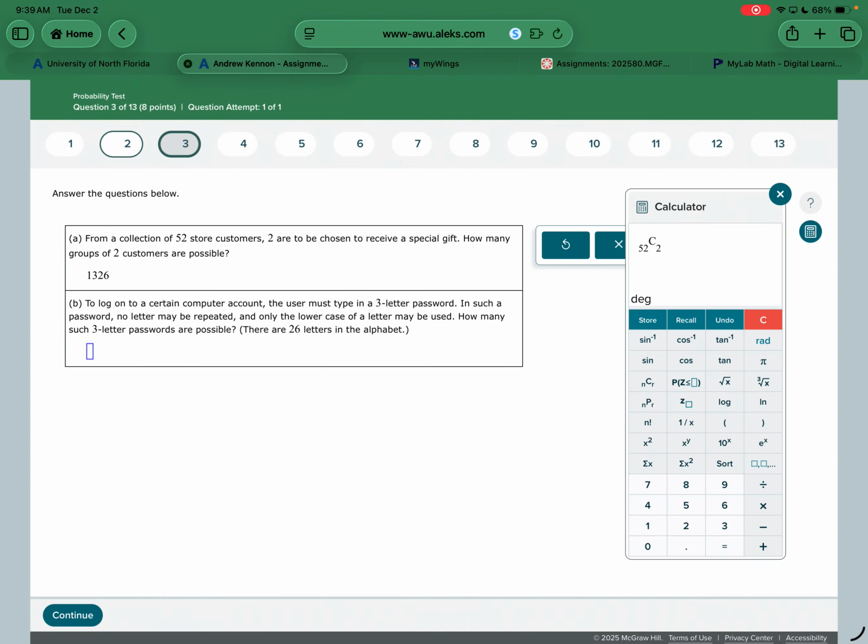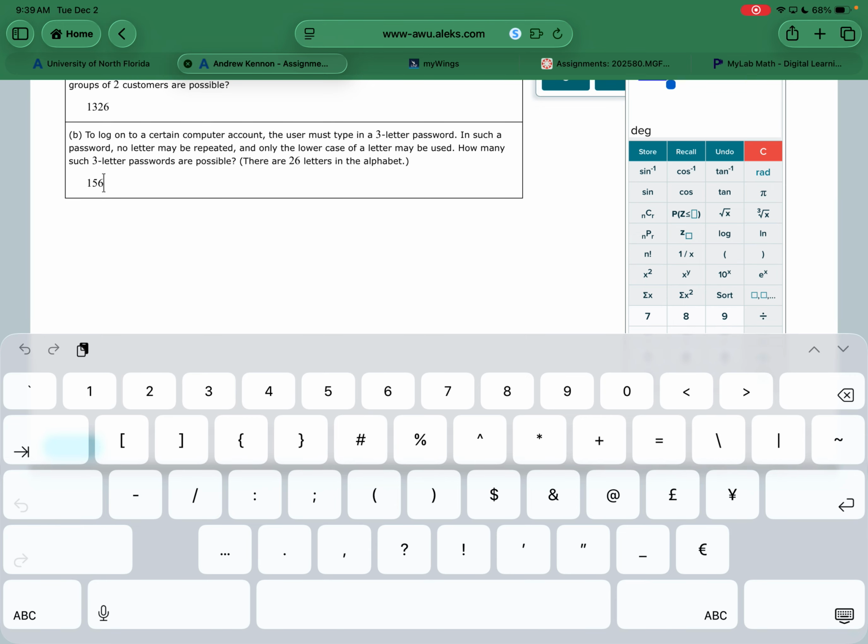The next one is a password. You've got a 3-letter password and 26 letters in the alphabet. This one is going to be permutation because when you type in a password, the order matters. It doesn't count right if you type in the incorrect order, right? So 26 permutation 3. So this is 15600.